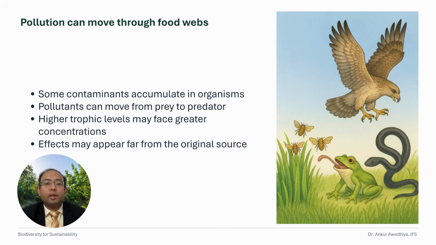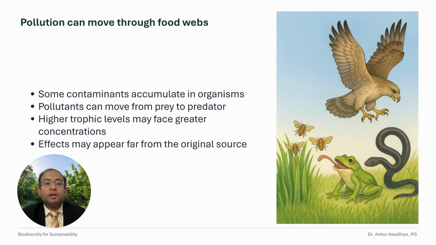Food web contamination explains how pollution can affect organisms far from the original source. Some contaminants are not easily broken down, and then they accumulate in biological tissues. The food chain shown here, from grass to insect to frog to snake to hawk, helps us visualize how a pollutant can move step by step through ecological relationships, with concentrations becoming greater at higher trophic levels.